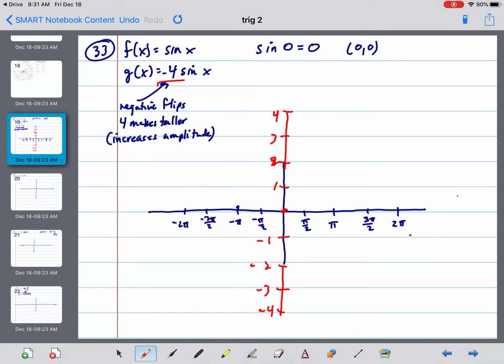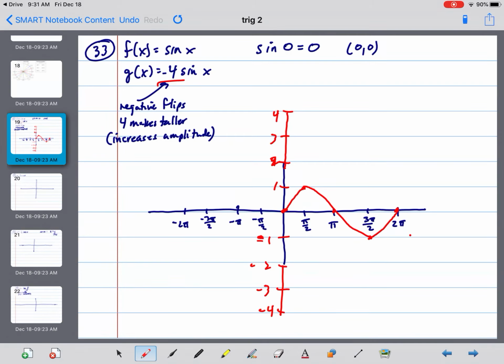At pi/2 is when it reaches its height of 1. So this is where it's going to peak out. And then at pi, it's going to go through 0. And then at 3pi/2, it's going to be at -1. And then at 2pi, it's going to be back to 0. So this is one period on the right side of the graph. It goes up and then it goes down.